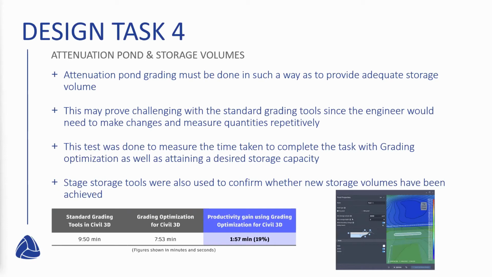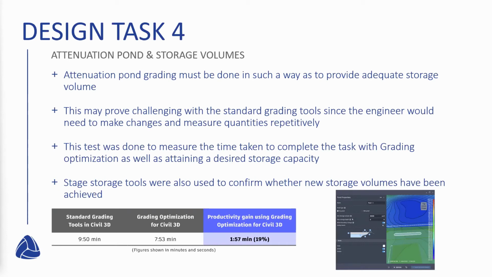So also attenuation ponds are a fairly simple little process. They don't take too much time even when doing them with the standard grading tools, but depending on how many iterations you have to manually run through with the standard grading tools, it might take quite a bit longer. So for this specific example, the guys at Autodesk took around 9 minutes and 50 seconds. And then when using grading optimization, it took around 7 minutes and 53 seconds.